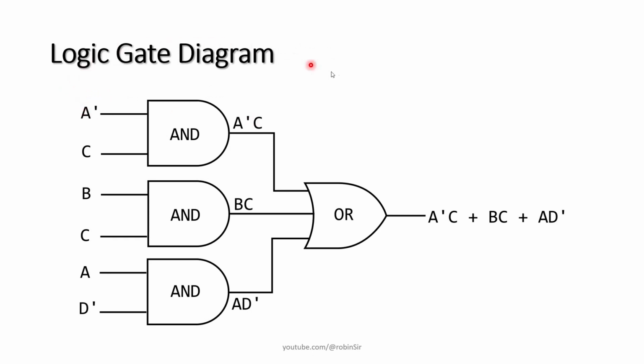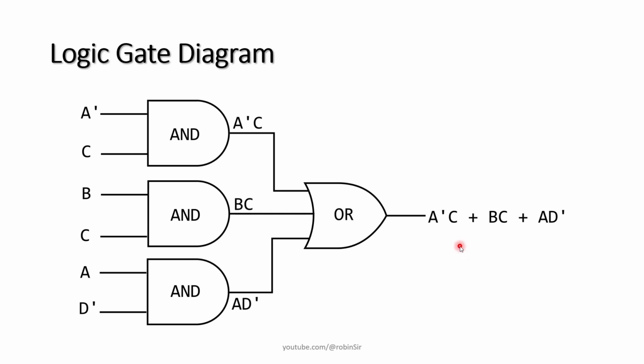And now using a logic gate diagram, we are implementing that reduced expression. For A0C, I took an AND gate, for BC also, and for AD0 also. And then using an OR gate, we are combining all three values and we are getting this as the result. So the first part of the question is solved.